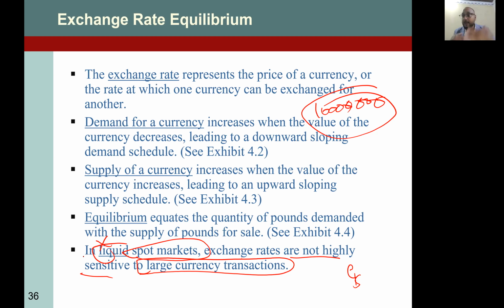Liquidity means how quickly a thing can be converted into cash. So how quickly means these are close to cash, right? If less liquid, then it takes time.